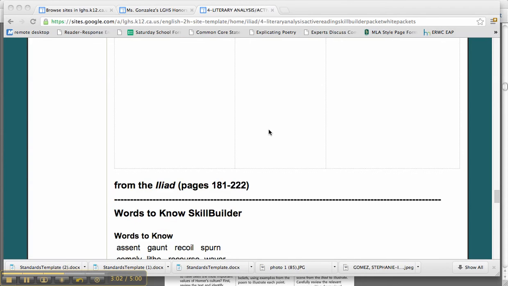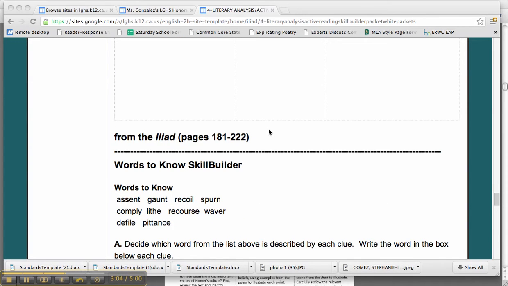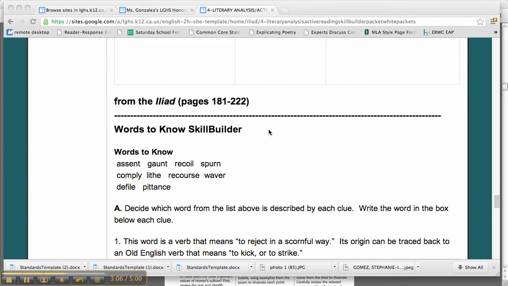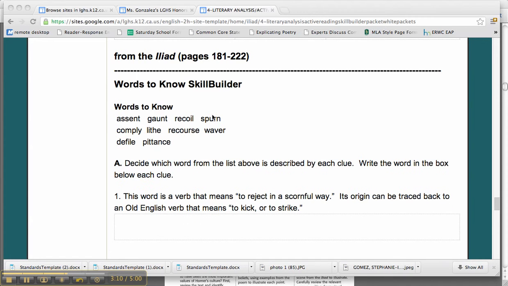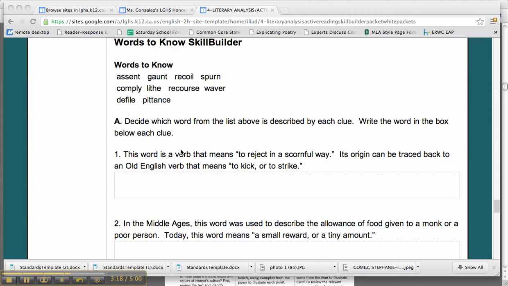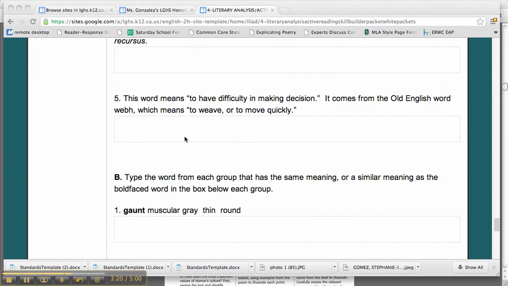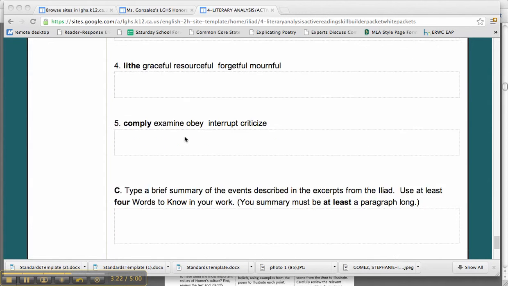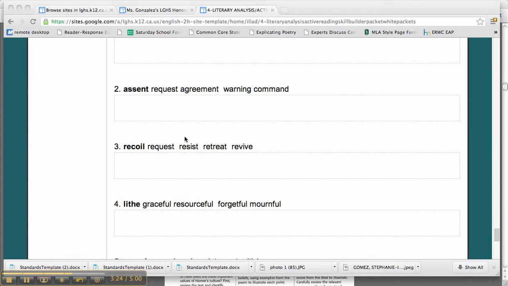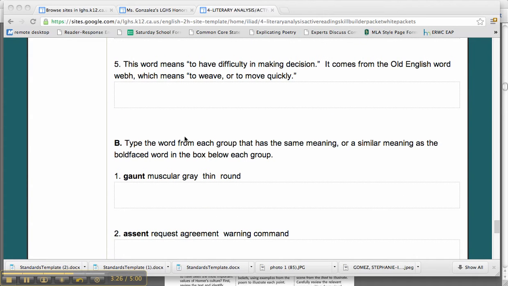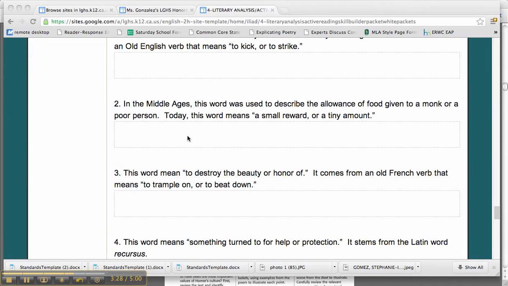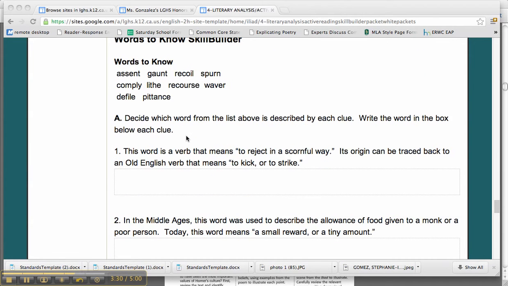Moving on, now we get into the very last page, which is the vocabulary skill builder, the words to know skill builder they call it, and you have your words up here. This is basically like your word bank, something that you will not have on the test, but here you do. You have to do all the exercises. It looks like here we have A, B, and C, so you have 3 things to do here. I told you guys last week, if you did it in class, to always do this first just to get it out of the way, and it gives you practice.